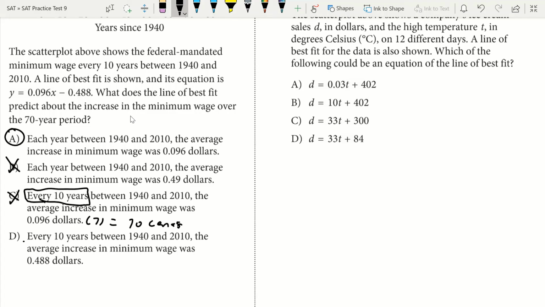So that one's wrong. And then right here, every 10 years between 1940 and 2010, the average increase in the minimum wage was $0.488. No, that's not what the line of best fit is saying at all, right? Because once again, in that case, we put in 7 because 70 years, multiply it by that, and you're still only seeing an increase of $3.50. That's not what it shows, right? A is what it shows, so the answer is A.